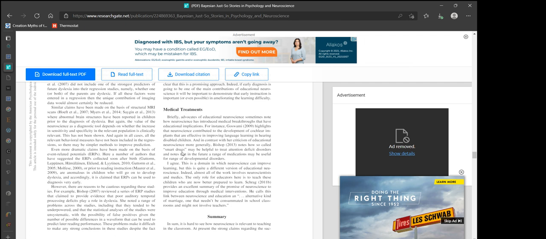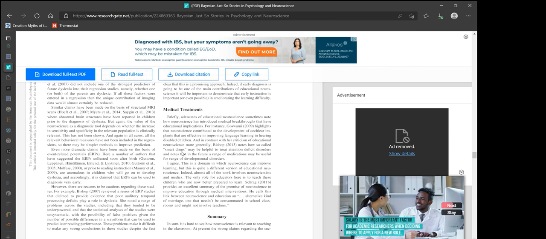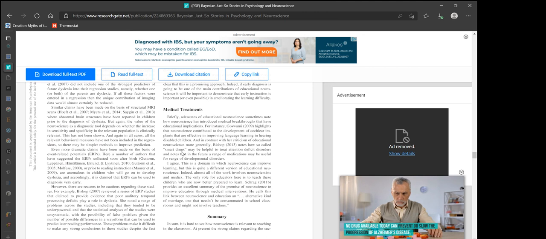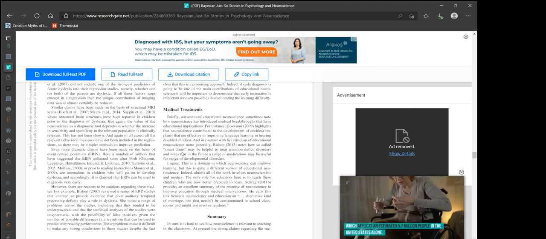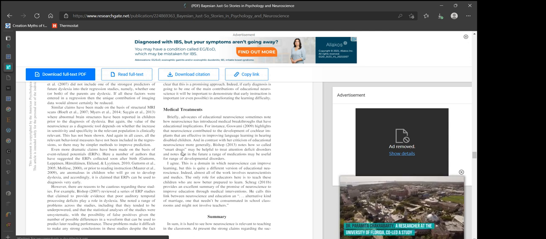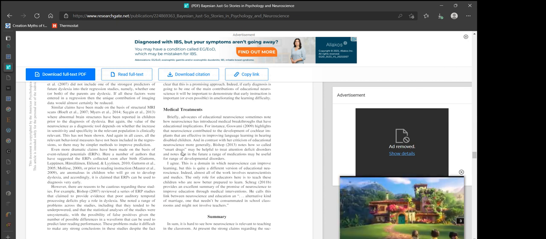Similar claims have been made on the basis of structural MRI scans, where abnormal brain structures have been reported in children prior to the diagnosis of dyslexia. But again, the value of neuroscience as a diagnostic tool depends on whether the increase in sensitivity and specificity in the relevant population is clinically relevant. This has not been shown, and again, in all cases, all the relevant behavioral measures have not been included in the regressions, so there may be simpler methods to improve prediction.